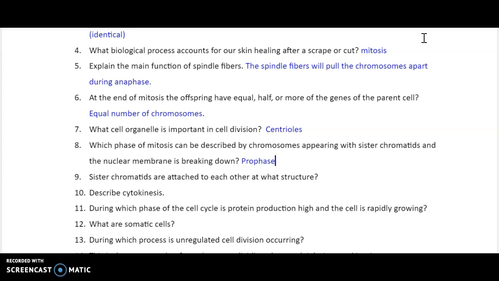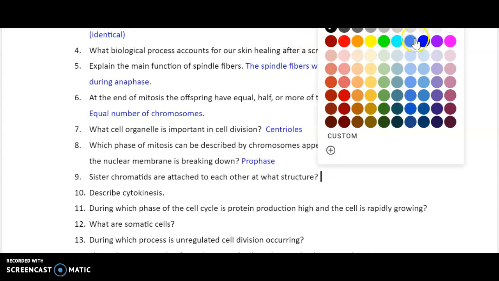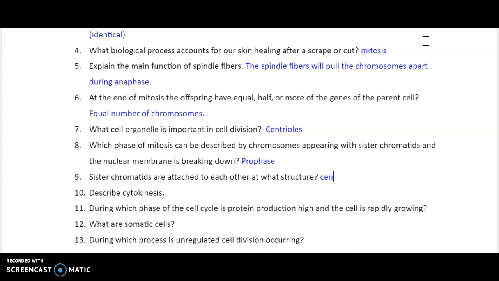Okay, number 9, sister chromatids are attached to each other at what structure? They're attached at the centromeres. Centromeres are important because that's what we count when we're determining how many chromosomes a cell has. So when the chromosomes have replicated and they look like little X's, usually the original chromosome will be one side of the X and the newly replicated chromosome can be the other side of that X. But we only count that as one chromosome because they're joined together at the centromere. Okay. So we only count those as one at that point.